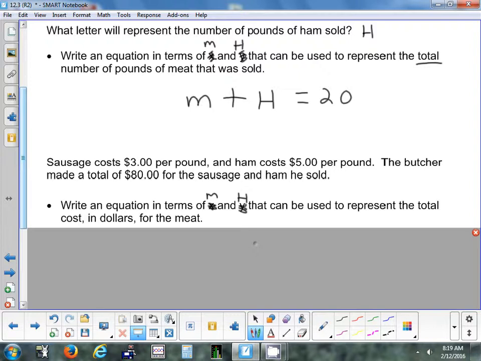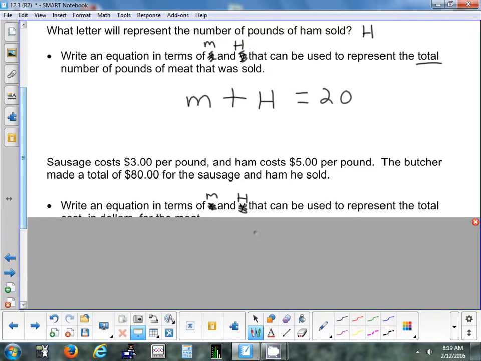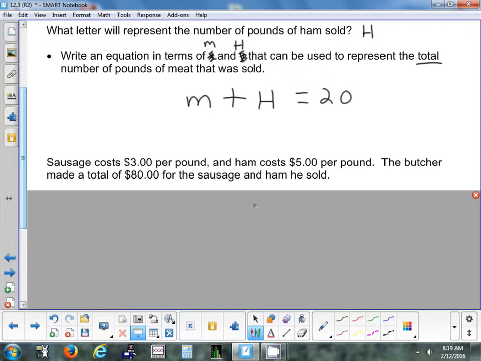All right. So a lot of times when we're dealing with this kind of problem, one equation is about the amount of stuff you sell, 20 pounds. The other equation is about the cost of it. So one equation is about how much. The other equation is about the money. What did it cost? Sausage costs $3 per pound. Ham is $5 per pound. The butcher sold a total of $80 worth of meat.